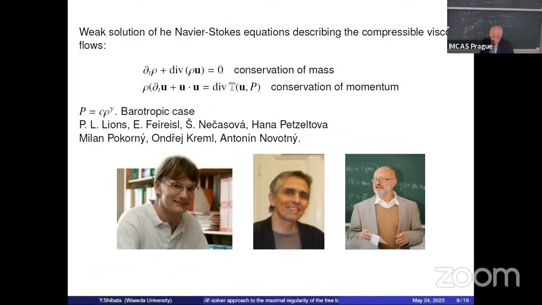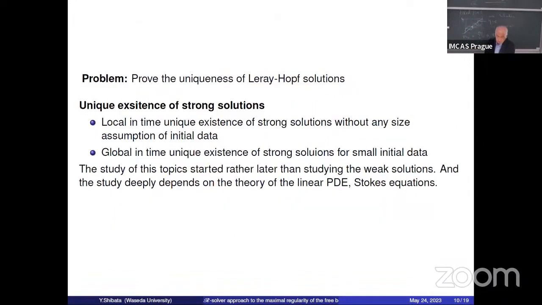So this is the weak solution case, the compressible case. So far, we know existence of weak solutions for any initial data, with no restriction on the size of the initial data. But then the problem is the uniqueness. So then the topic changes. Why? Because of the uniqueness.